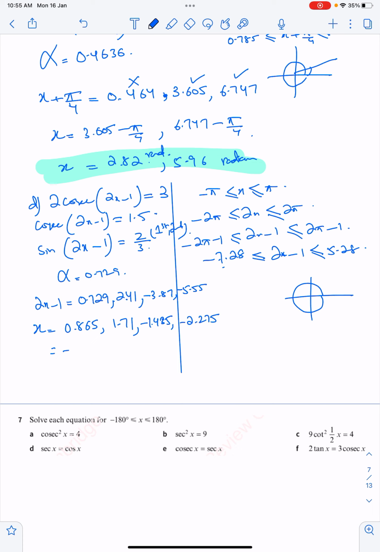So I'm just simply arranging them now. Up to 3 significant figures if I have to give the answer. The first one will be minus 2.28, then minus 1.44, then 0.865, and the last one is 1.71. Okay, so this is all done. So we've got these 4 answers.